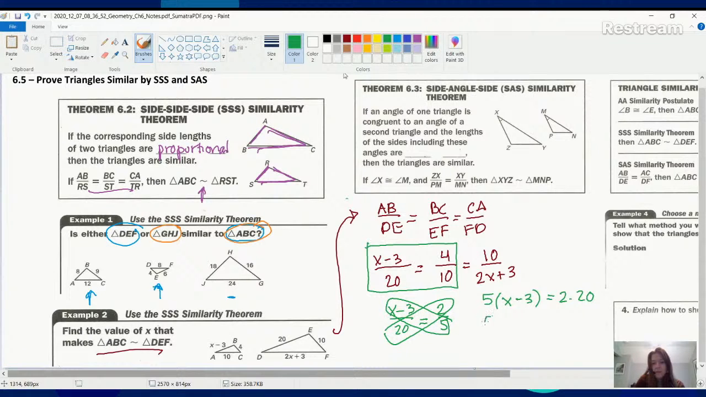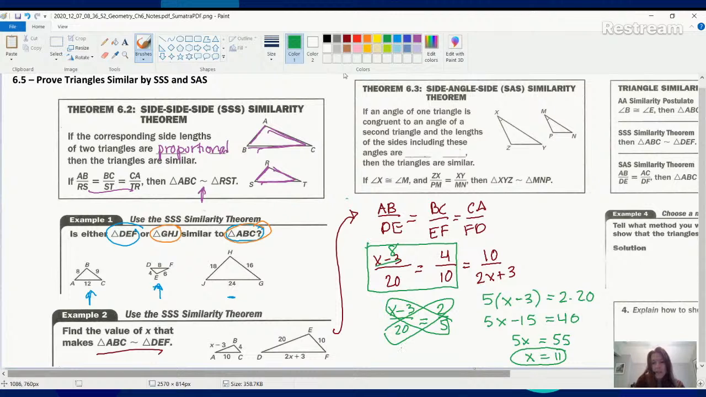Okay, so we get 5x minus 15 equals 40. Or 5x, add 15 to both sides, equals 55. Or x equals 11. All right, x equals 11. So if x equals 11, and I plug that back into my proportionality statement, it's 11 minus 3. So this becomes 8. So is 8 over 20 the same as 4 over 10?